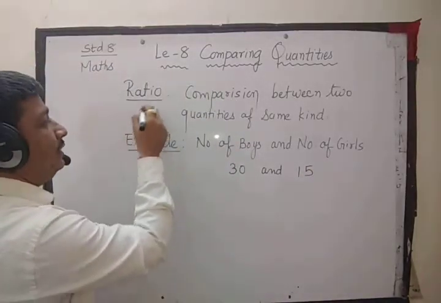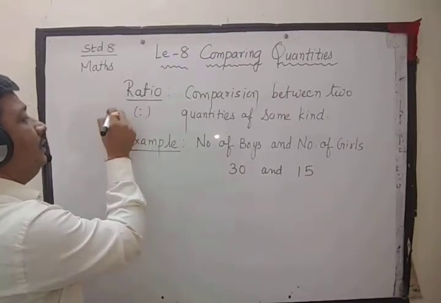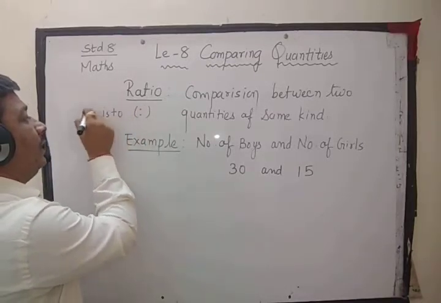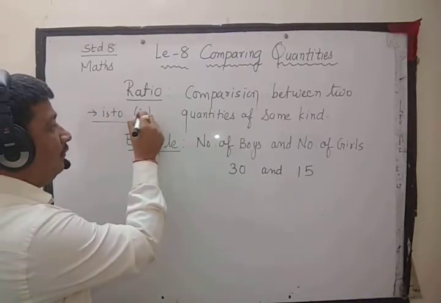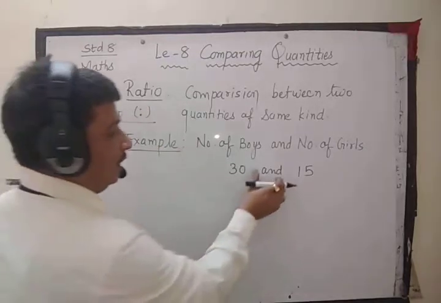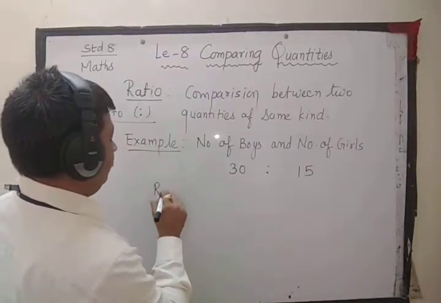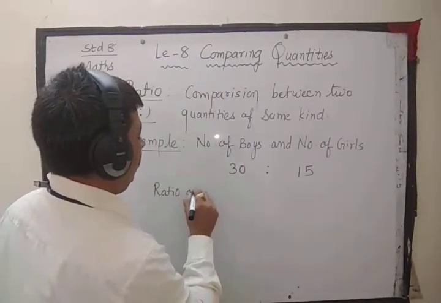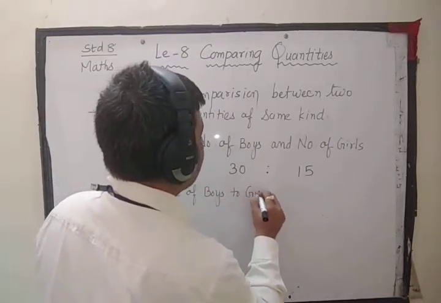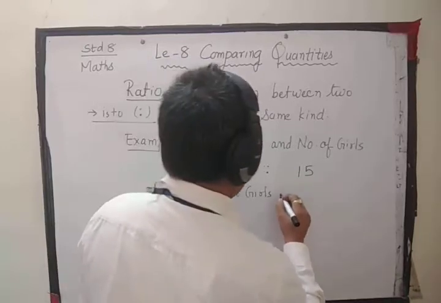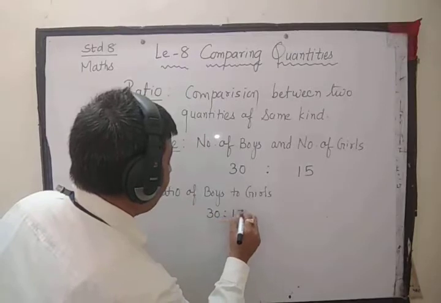And this ratio in symbolic form, we say "is to". Remember this also. Clear? "Is to", and this is the symbol of "is to", two dots. So we can write like this. What is the ratio? So ratio of boys to girls, that is 30 is to 15.